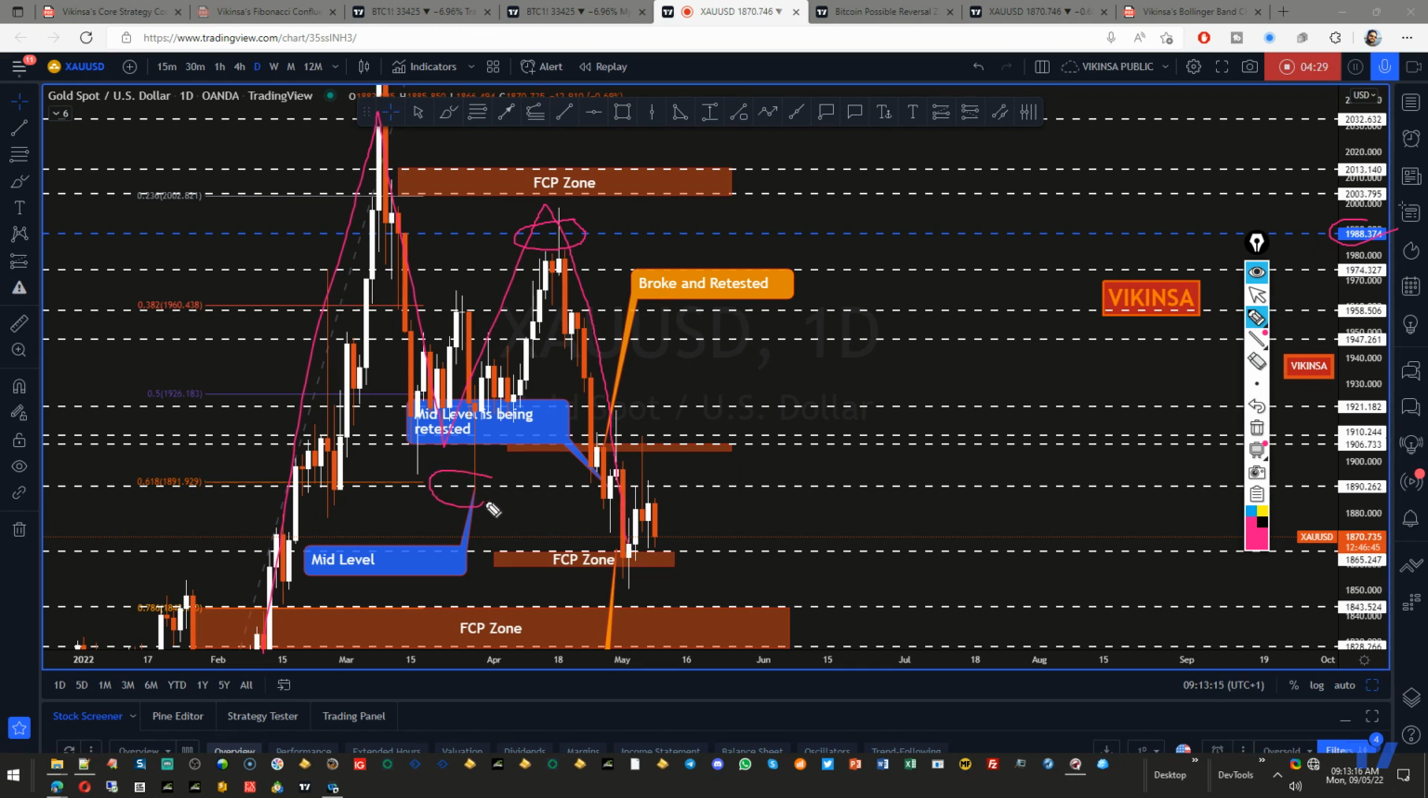This was the midpoint here. Market went up. I said it has broken, and now it is retesting. Then it came to minor FCP zone here, and then started to go back up. Where did it go? It went to the previous FCP zone, and since then it has been falling down.